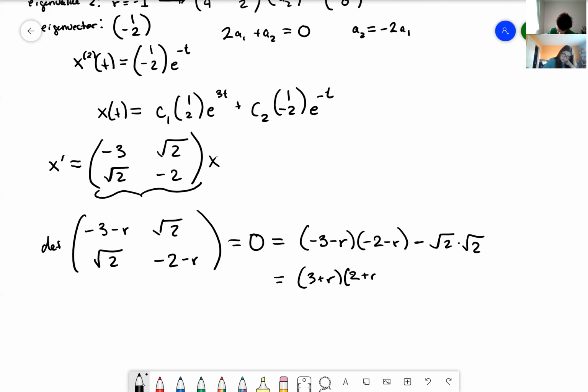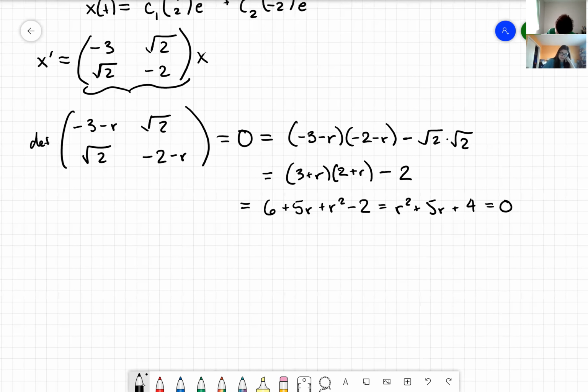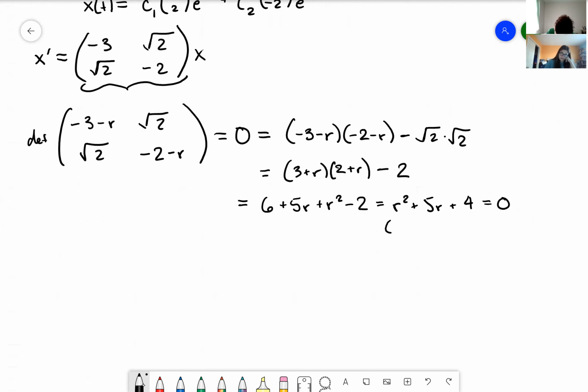Just simplifying a little bit: six plus 5r plus r squared minus 2 is r squared plus 5r plus 4. Did I mess that up? No, I didn't. Small victory. So this factors as (r plus 4)(r plus 1).